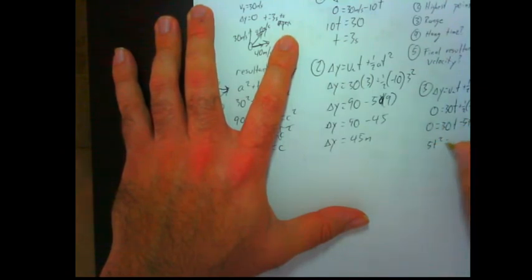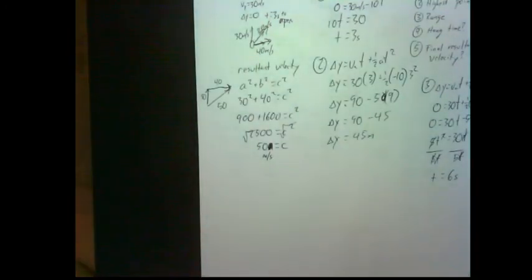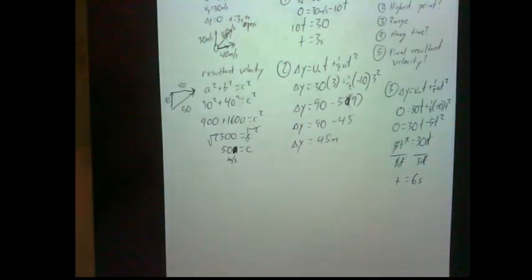5t squared equals 30t. Divide both sides by 5t. Again, don't tell your math teacher. That'll get rid of that. t equals 6 seconds. That's the time going up and coming back down. Is it double the time on the way up? Yes, it is, right? That's the way we can check ourselves.